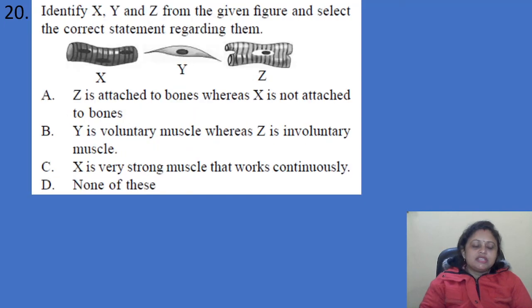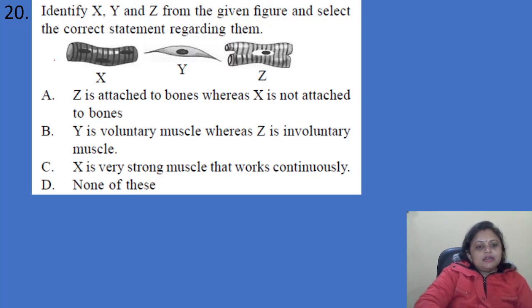Coming to the next question, identify X, Y and Z from the given figure and select the correct statement regarding them. Option A, Z is attached to bones whereas X is not attached to bones. B, Y is voluntary muscle whereas Z is involuntary muscle. C, X is a very strong muscle that works continuously. D, none of these. So X, Y, Z, these are the images of some muscles.